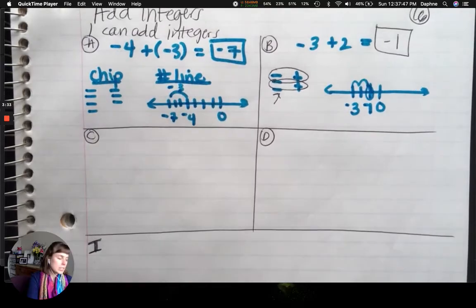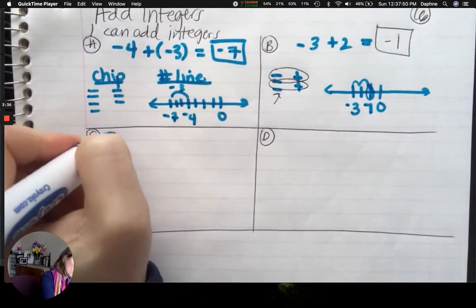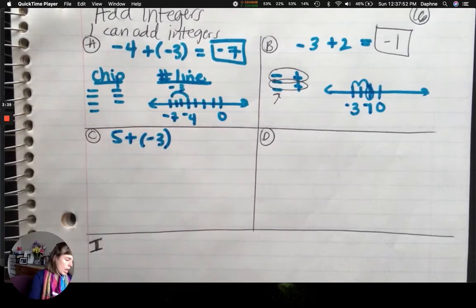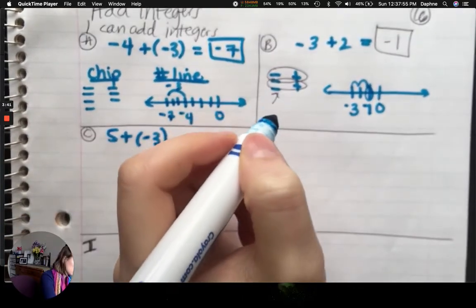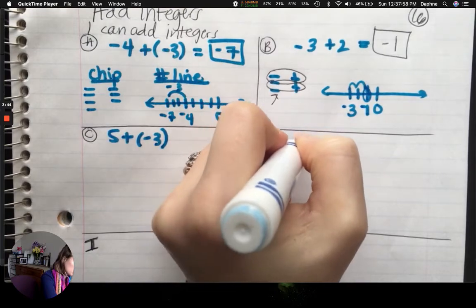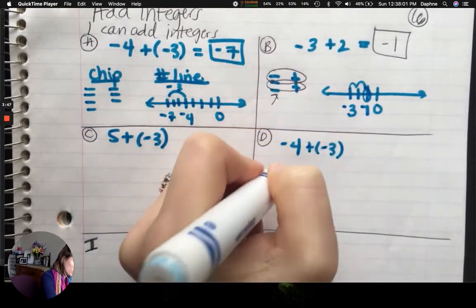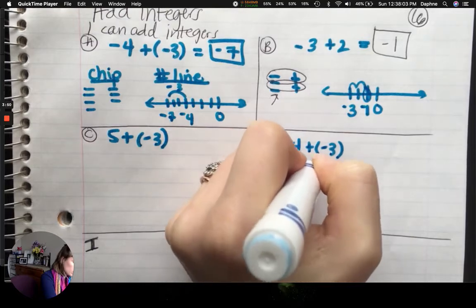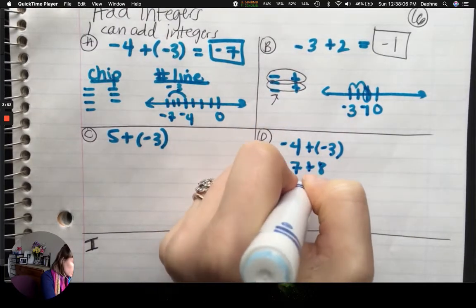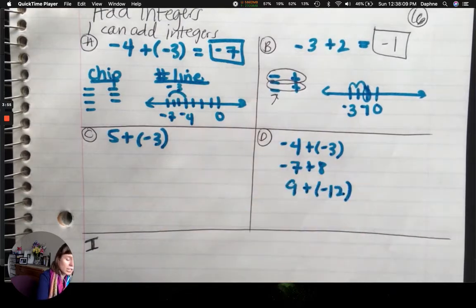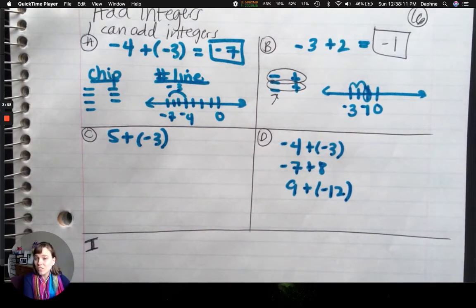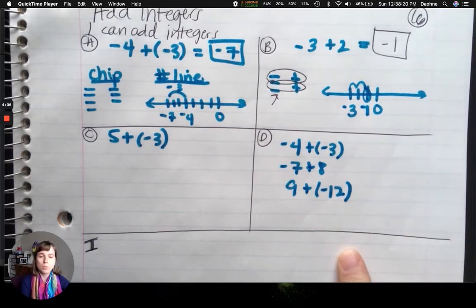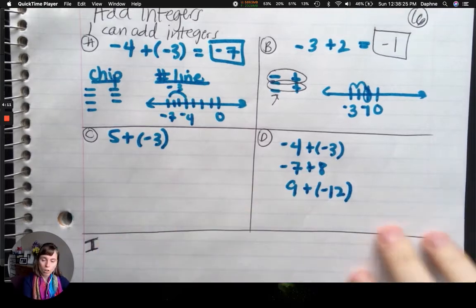All right, question C. 5 plus a -3. And I'll do D as well. -4 plus -3. So on C, I want you to pause and try it on your own. On D, I want you to pick a method you like and try it for 1 of these 3, try it for 2 of these 3, try it for all 3. I want to make sure that you like this method, it makes sense to you. So these are just extra practice, but I want you to at least do 1 of them. If you want to try all 3, go for it. So pause the video here, do all of these.